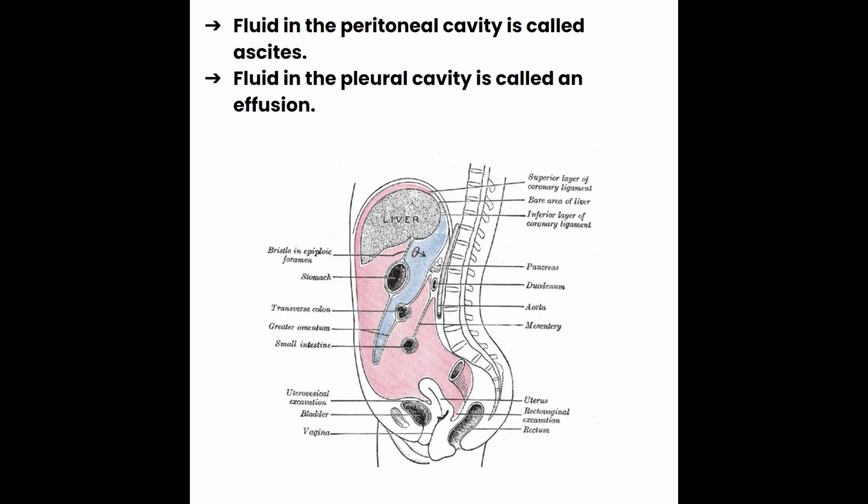When we see fluid in that subdiaphragmatic position in the peritoneum, that is called ascites. When there's fluid above the diaphragm in the pleural cavity or in the thoracic cavity, that is called an effusion. So in this image here, we can see the diaphragm coming across. Any fluid that is above the diaphragm around the lungs is considered a pleural effusion, where any fluid that resides anywhere within the peritoneal cavity is ascites.